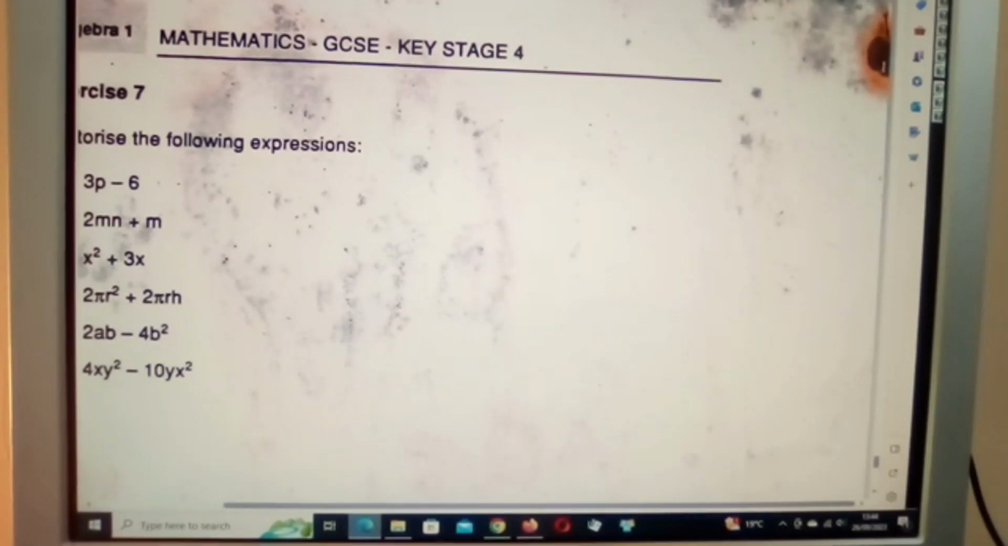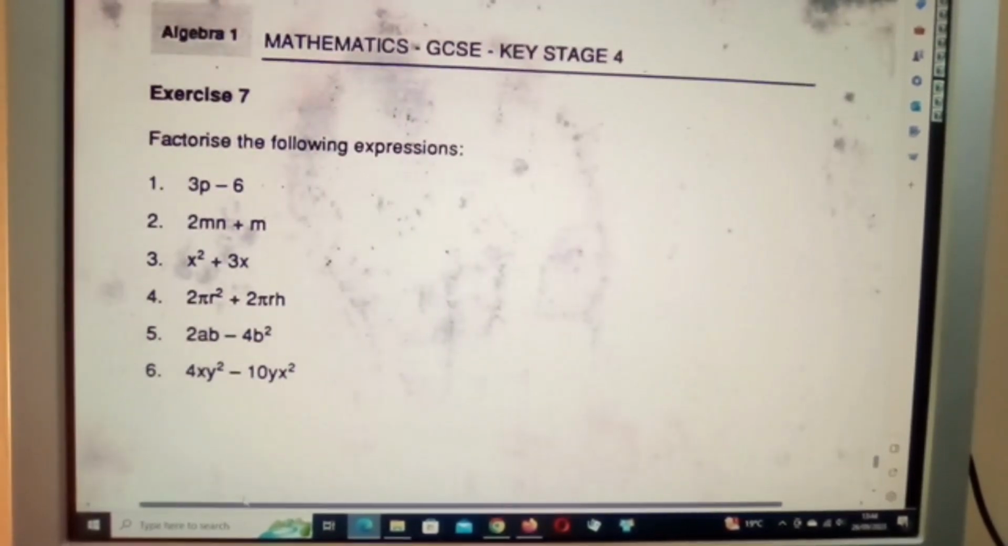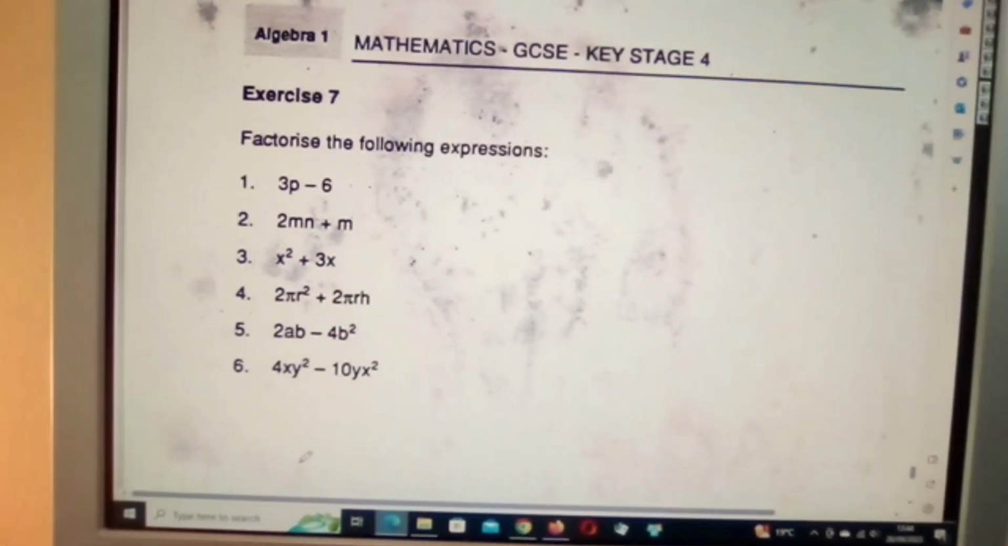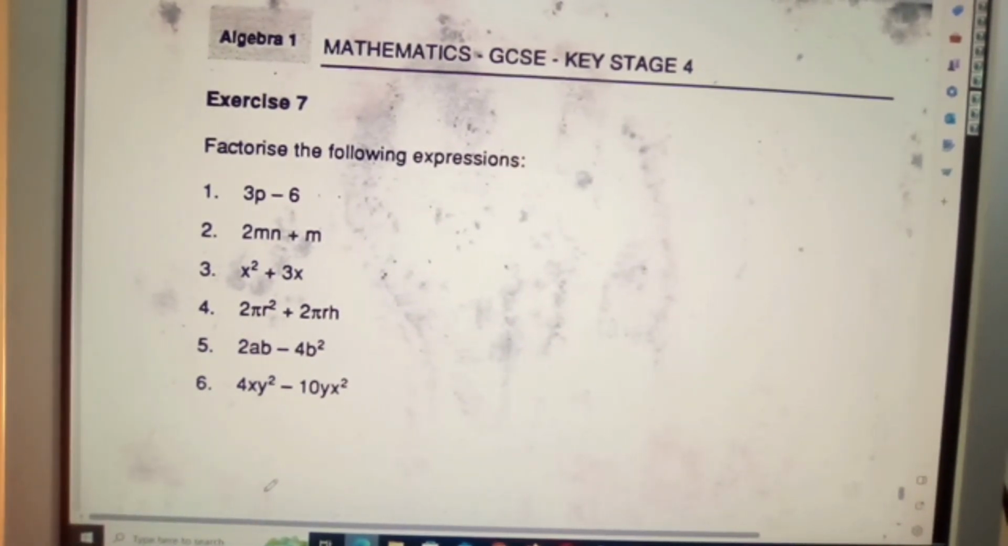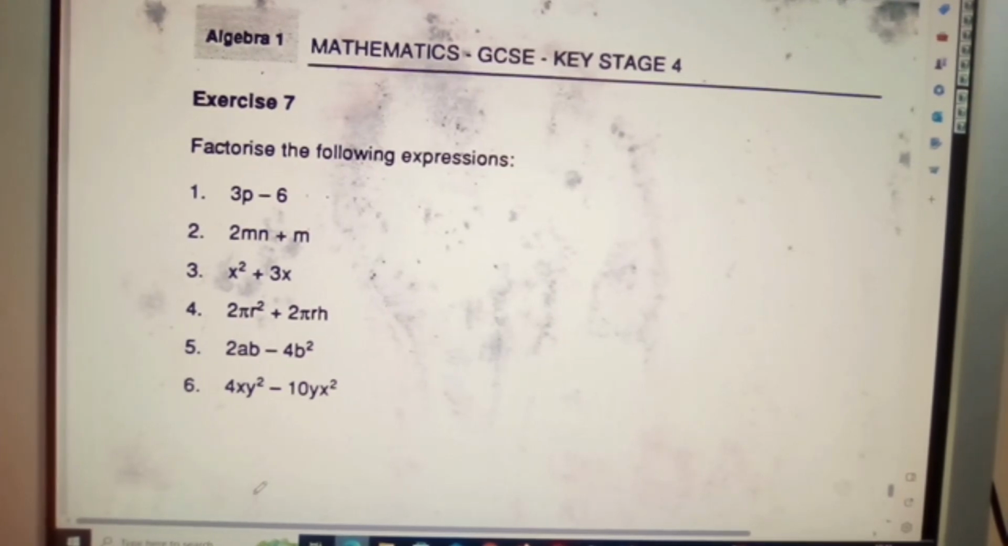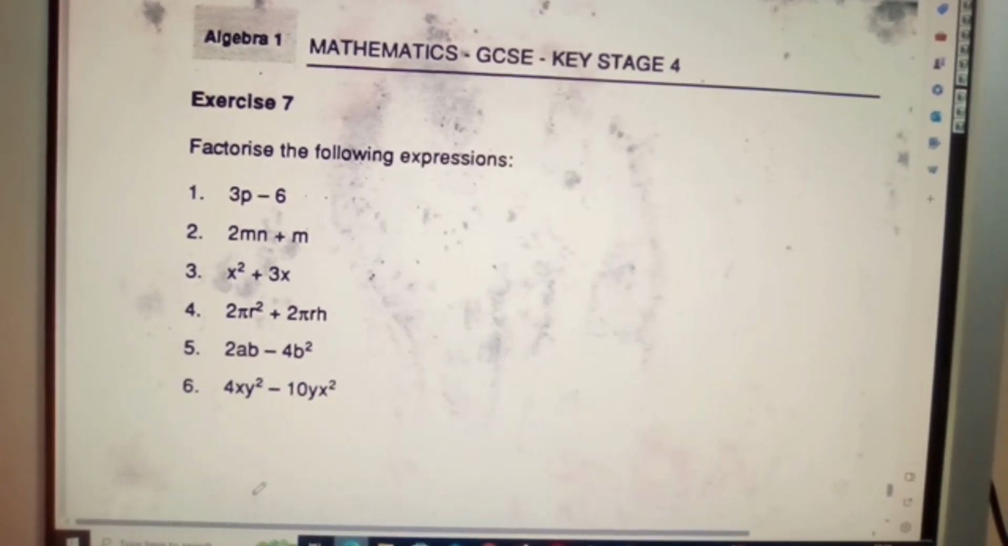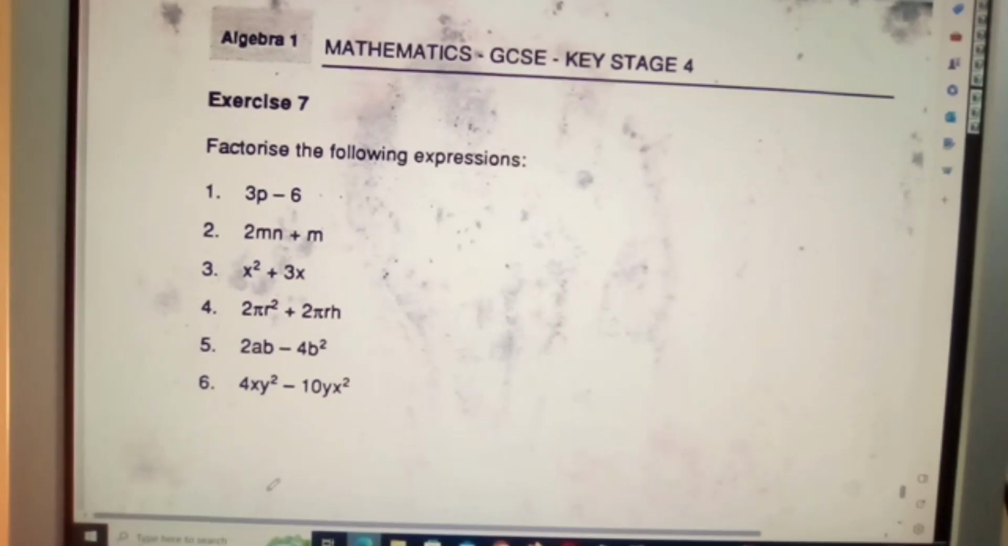Let me just move over so we can move this over a bit. I've made it extra big so that it's easy to be seen. Factorize the following expressions: 3p minus 6. We're not going into that. That's for you to do. Now practice.